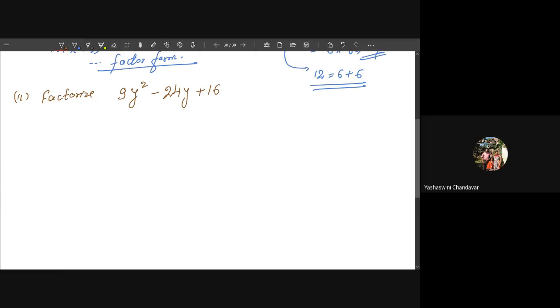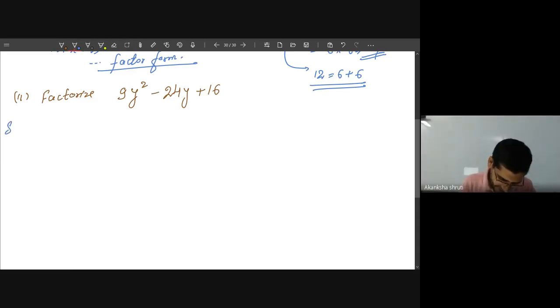Sir, 3y minus 4 whole square. Very good, students. So what is here? You are getting the sign of the middle term as negative, so you have to search for the negative identity. So it is our 9y square.